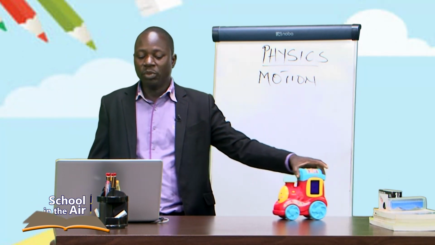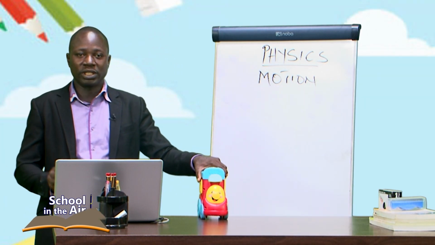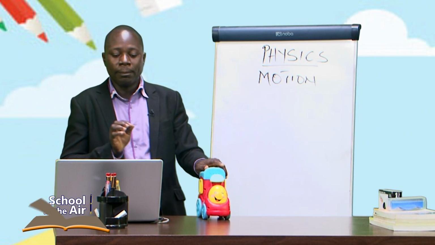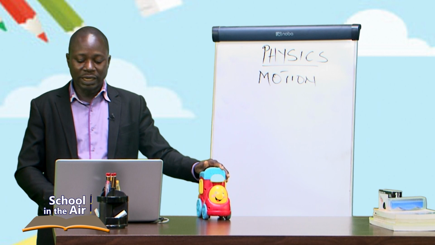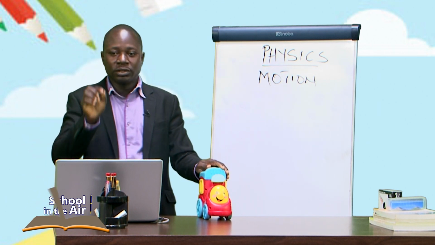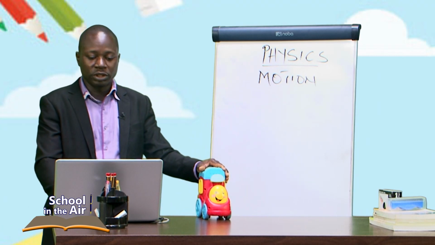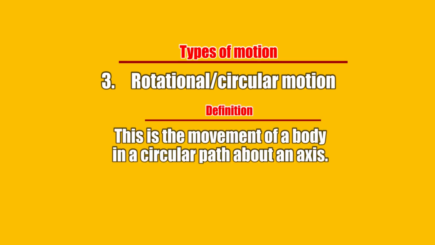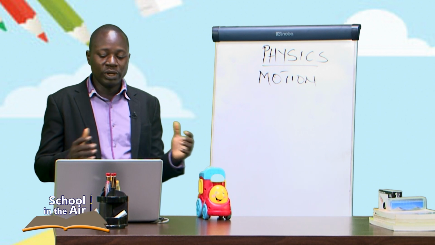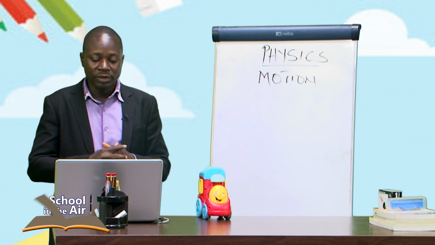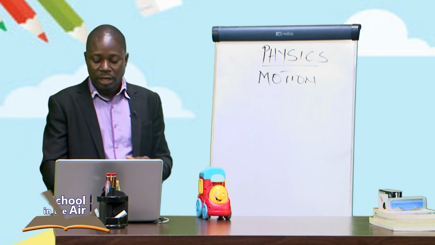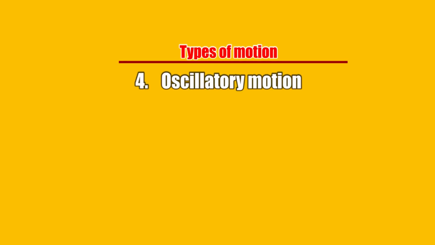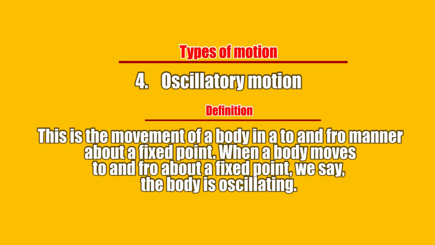We also mentioned the movement of a train from station A to station B, from one town to another, translational. Your movement from your house to your school gate, translational motion. Also, we talk about rotational motion, or the one we call circular motion. We say it's the movement of a body in a circular path about an axis. A good example is your fan that is blowing heavily, the rotation of the wheel. And finally we talk about the oscillatory motion, which we call to and fro movement.